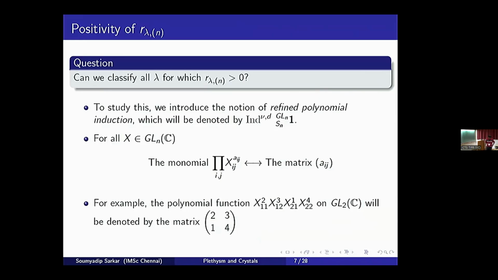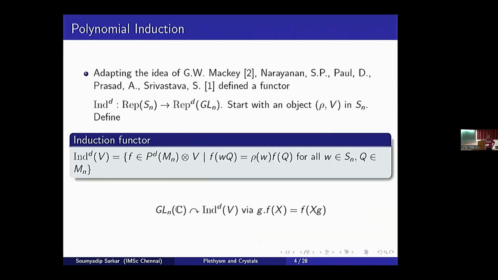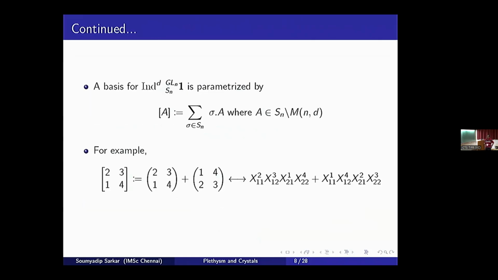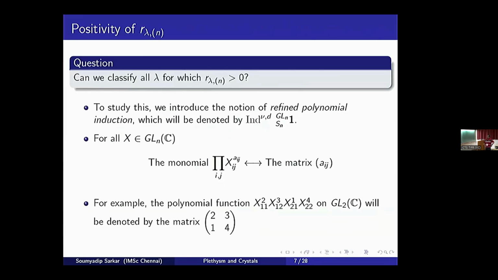To study this, I defined a refinement of the induction. Earlier, remember, I defined this Ind_d, the induction functor from Rep S_n to Rep of degree d GL_n. I will define a refinement of that. For that, I will introduce some notation. Suppose X is a matrix in GL_n(C) and I have the monomial polynomial function x_ij to the power a_ij. I will denote that by the round bracket matrix (a_ij). For example, this matrix with entries 2, 3, 1, 4 would mean we are looking at the polynomial function x11 squared, x12 cubed, x21 to the power 1, x22 to the power 4.